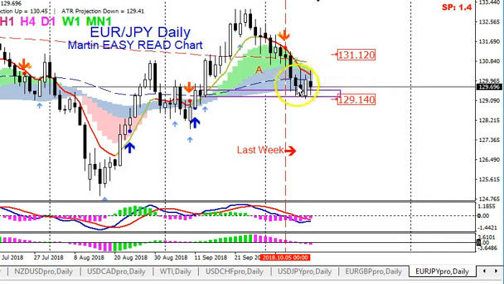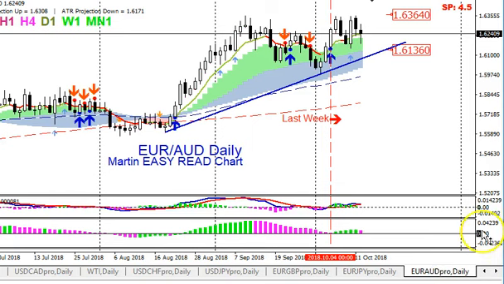So, to see this big black candle right there, that's a big momentum candle to the downside. So you want price to clear this area right here. Okay, and finally we get to, nope, I'm sorry, second last pair, Euro Audi.